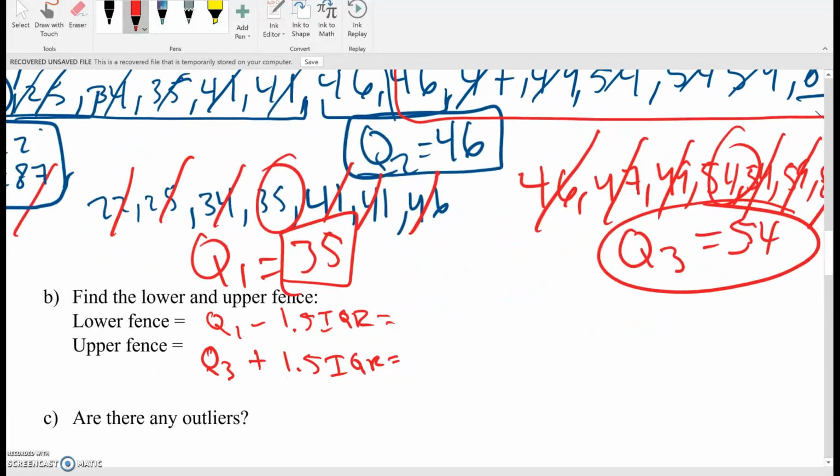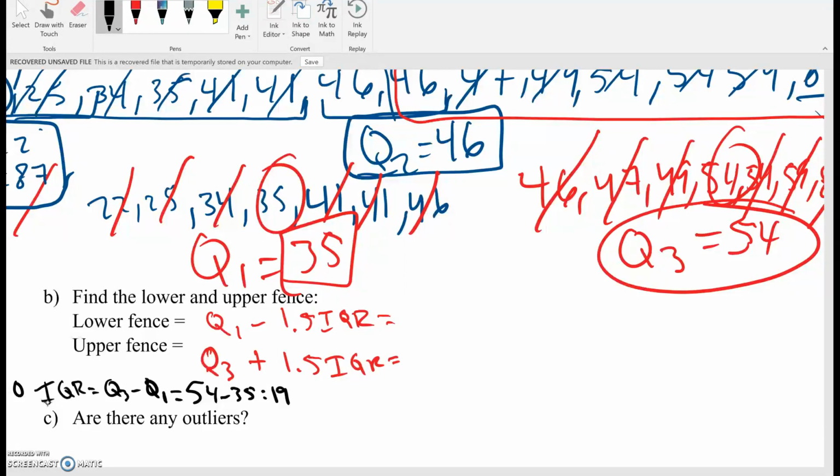So the first step is that I need to figure out what the IQR is. My IQR is just the difference between my Q3 and my Q1. Q3 in this case is going to be 54, and I'm going to subtract 35 from that. What I'm going to get is 19. So that's what my IQR is.